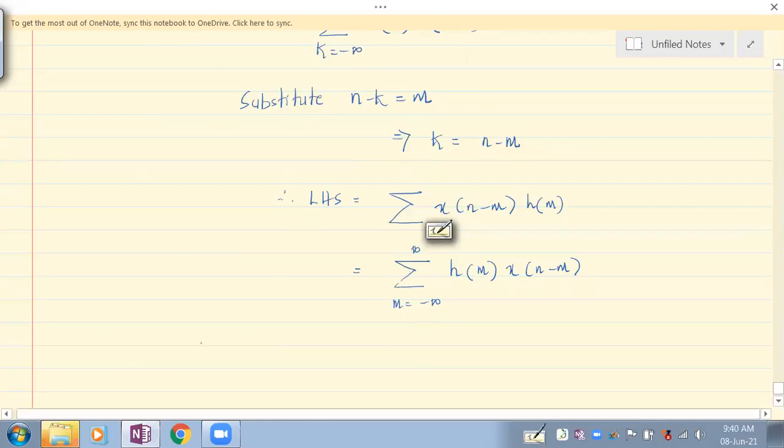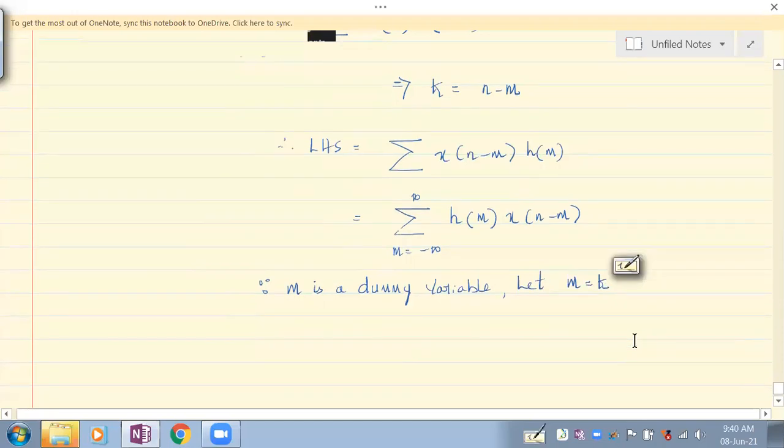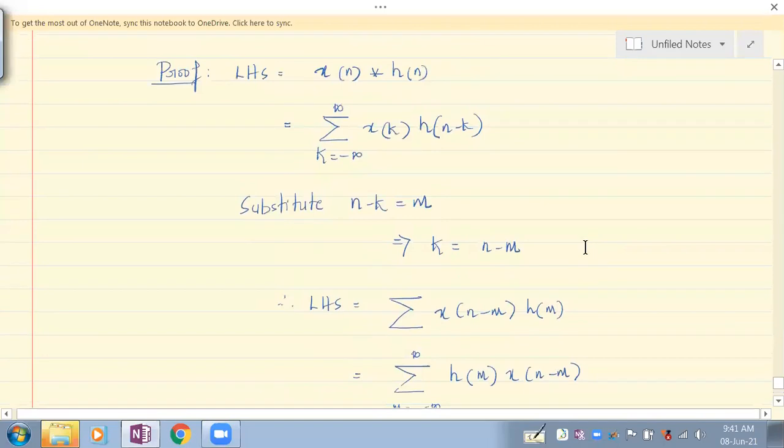Since m is a dummy variable, it can be anything. Let small letter m be equal to small letter k. Therefore our LHS would look like summation k ranging from minus infinity to plus infinity h of k into x of n minus k. So this is what is your RHS.